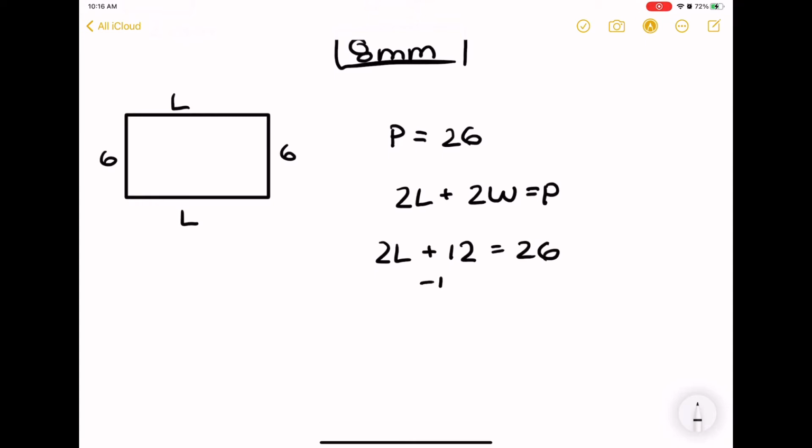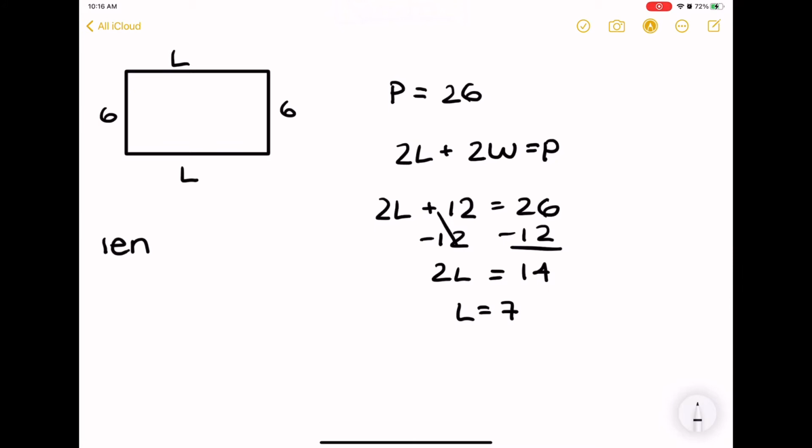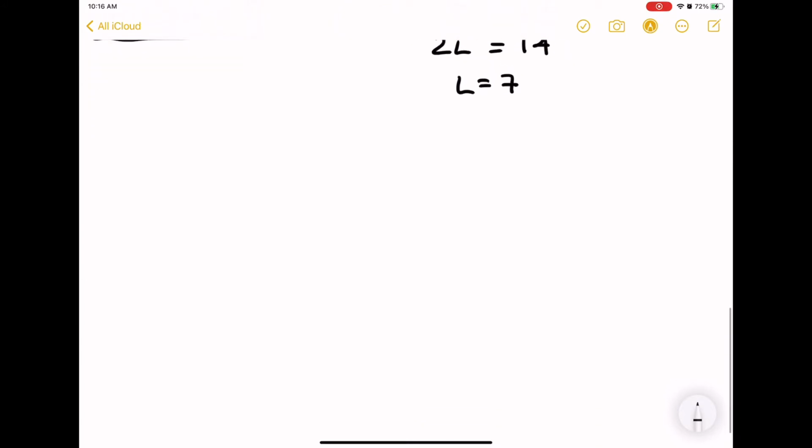So we plug it into the W part, and we plug in 26 to the P part. And since there's only one variable, we can solve this just like how we would solve any equation. And then we'll get L is equal to 7, which means the length of the rectangle is 7.